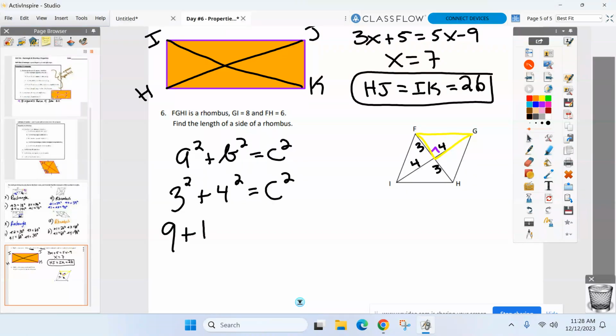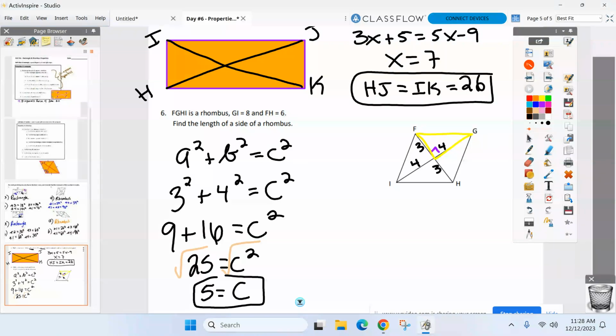9 and 16 equals C squared. 25 equals C squared. Take the square root of both sides. That side is 5 units long. Okay, so be on the lookout, especially with a rhombus, because it forms 4 right triangles. You may use Pythag. Any questions?